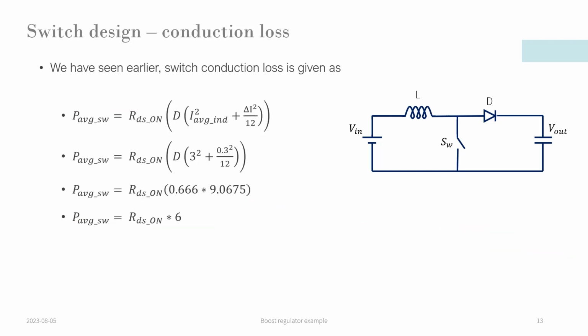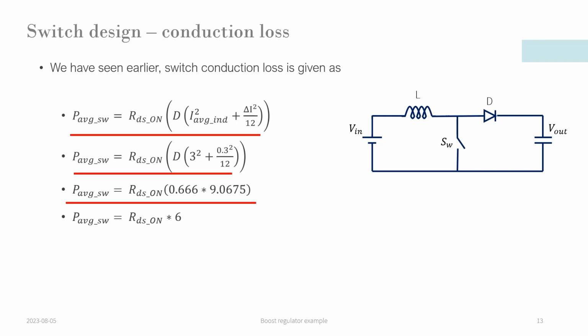Let us now look at the conduction loss of the switch. We have seen in our previous videos that average switch power loss is given as shown here. Here, we consider maximum duty cycle. We know all the values except RDS on. On substituting them, we get RDS on into 6. The RDS on must be identified from the MOSFET datasheet.